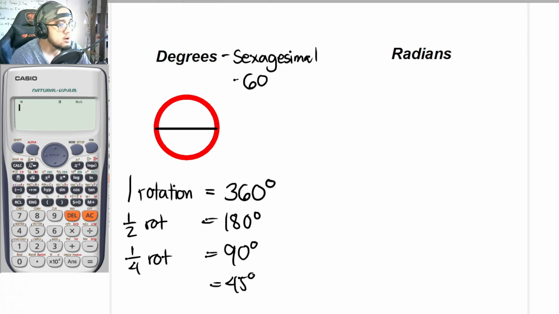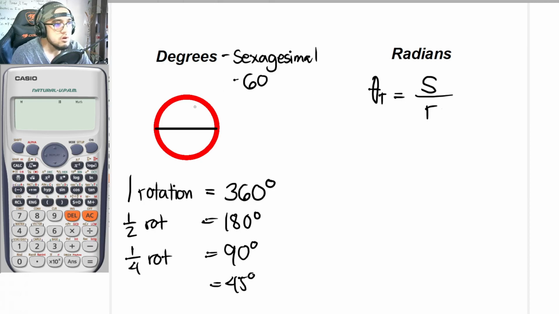But what about in radians? In radians, our angle is basically equal to the arc subtended by the circle, or let's say by that angle, divided by the radius.